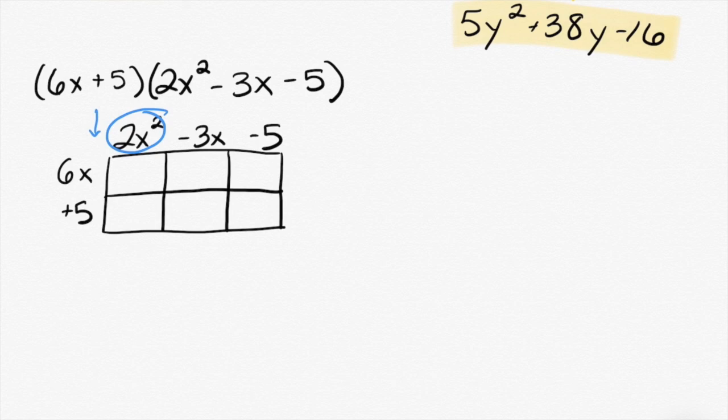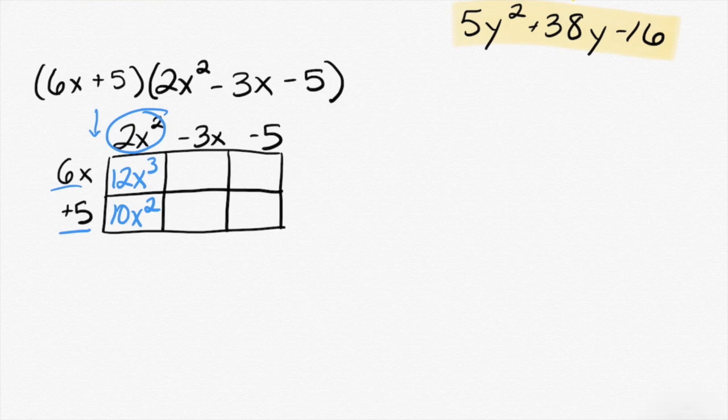So 2x squared times 6x is 12. How about x to the third? X times x squared is x to the third. And then 2x squared times 5 is 10x squared.